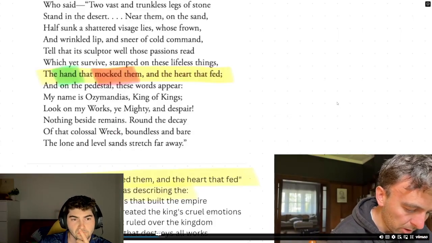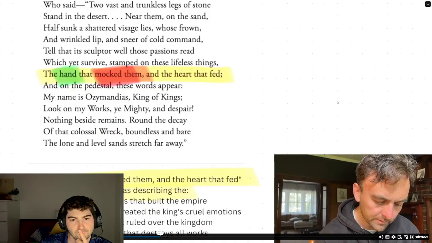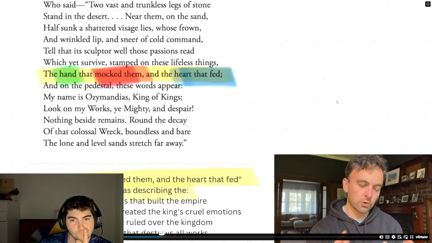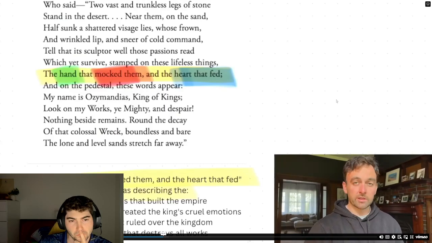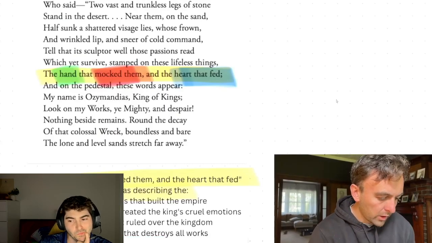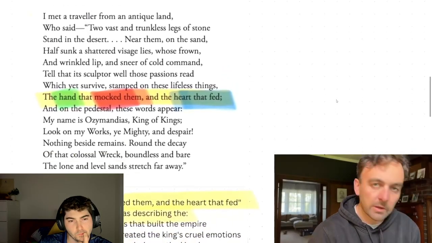So there's a hand that mocked them. It's basically anything that stands out to you. Now, this part, that fed, stands out to me as well, and I'm not quite sure what that means, but again, we're just picking out the clues, and then we're going to start interpreting what that means. So the hand. What hand are we talking about here? This is where you have to go and find more stuff.